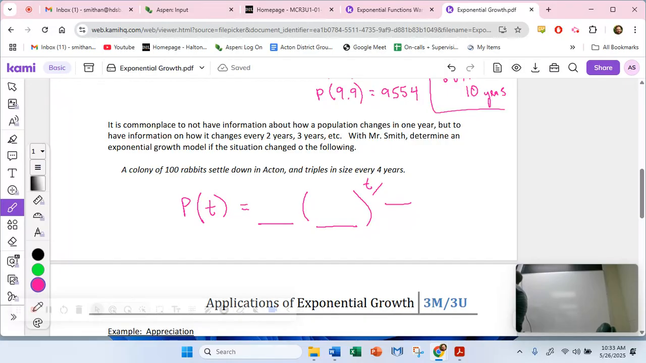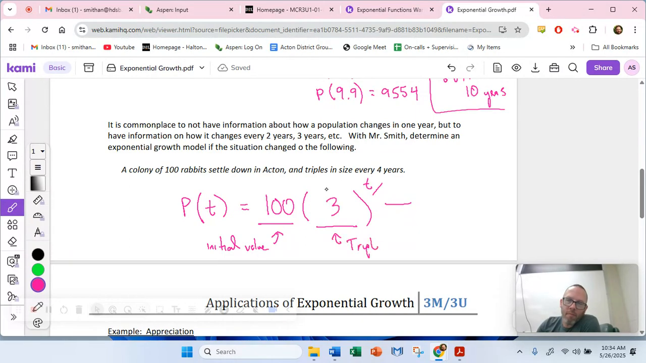Can somebody fill in the 3 blanks for me? Madeline's got them. It would be 100, the initial value. 3 for triples. And then, yeah, it's every 4 years.